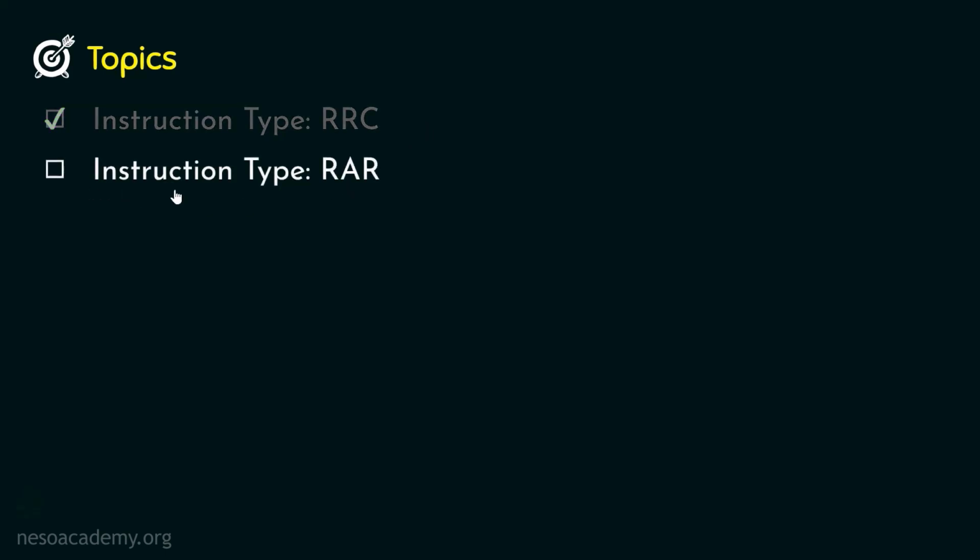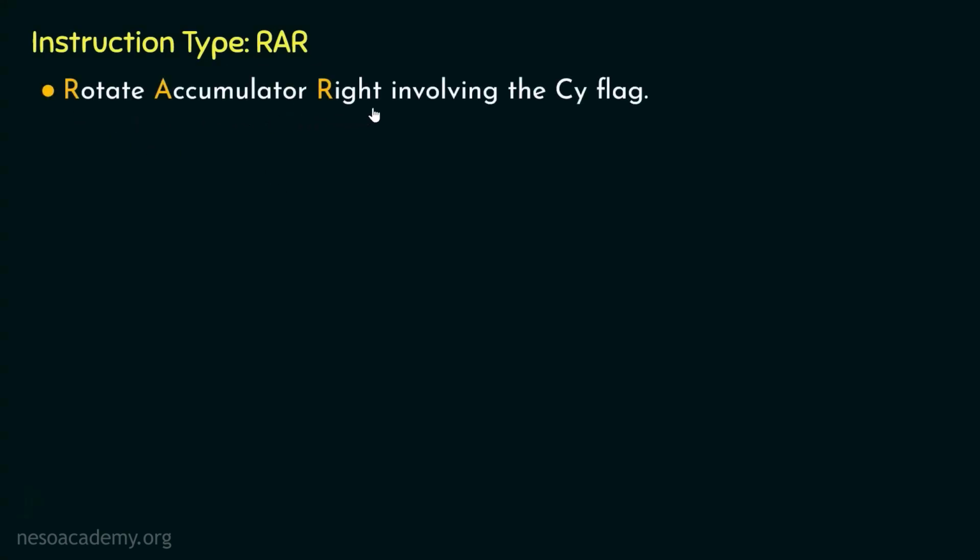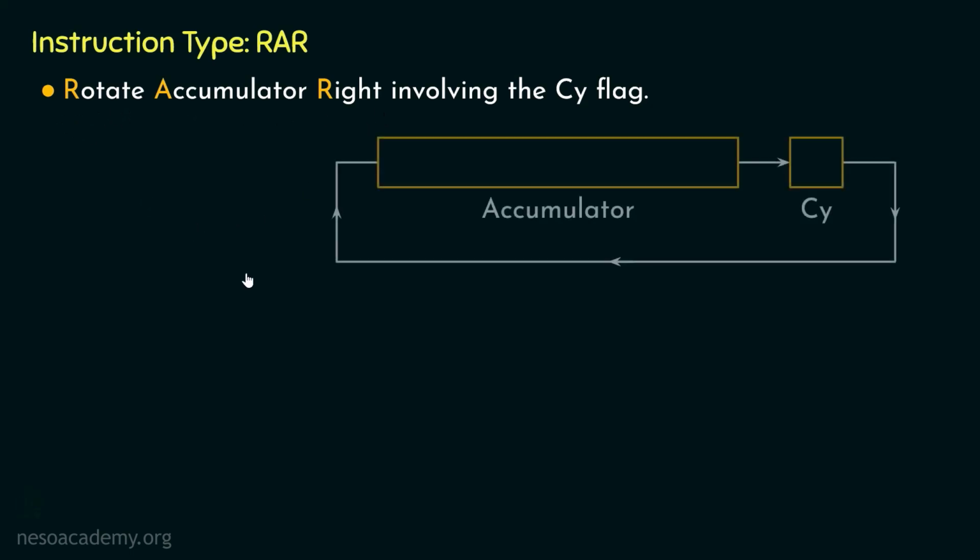Let's now learn about the next instruction type, RAR. Coming to the instruction type RAR, it stands for rotate accumulator right involving the carry flag. Does it remind you of any other instruction type? Well, in the previous session, we studied the instruction type RAL. In that instruction, we were rotating the contents of the accumulator towards the left, involving the carry flag. But in this case, we are rotating the contents of the accumulator towards the right. So for this instruction, the organization is going to look something like this.